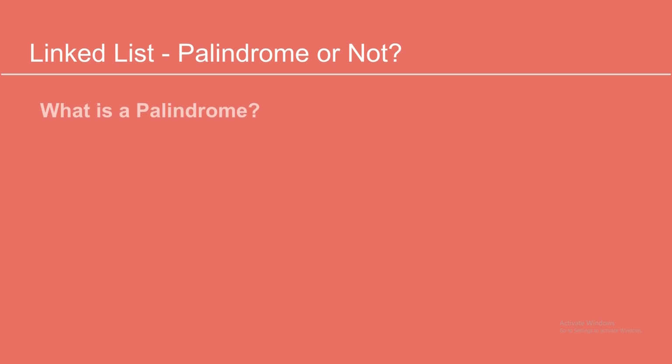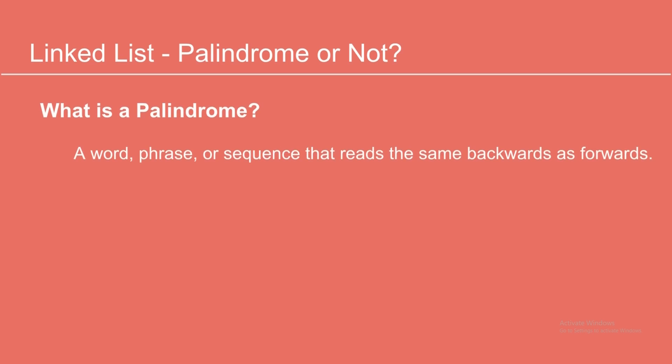First, what is a palindrome? A palindrome can be a word, phrase, or sequence that reads the same backwards as forwards. For example, let's take a string ABA. From backwards, it is read as ABA, which is same as forward, so it is a palindrome. Let's take another string DEF. From backwards, it is read as FED, so it is not a palindrome.